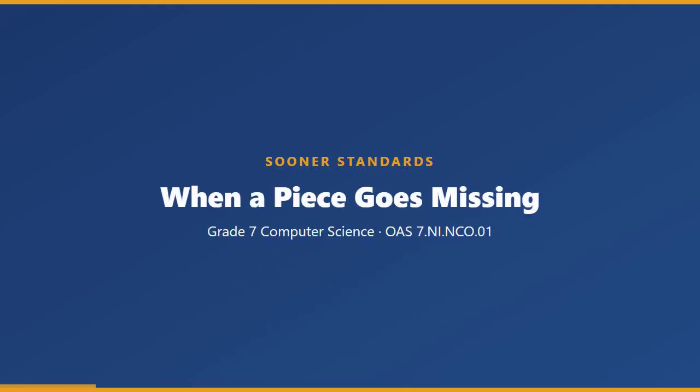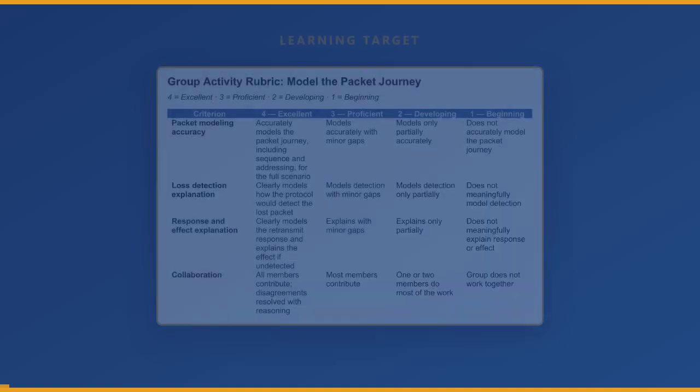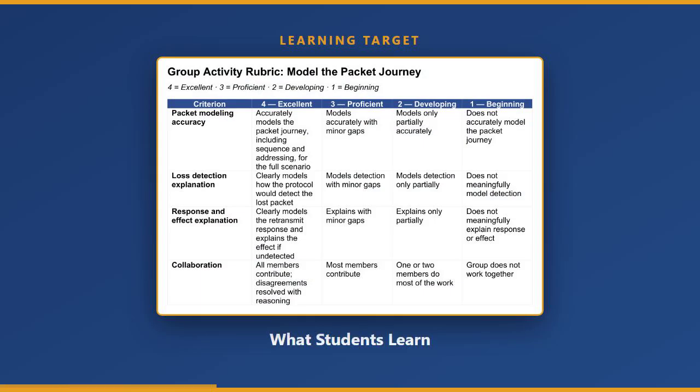From Sooner Standards: Modeling Protocols and Packet Loss, a complete grade 7 Computer Science unit for Oklahoma Standard 7.NI.NCO.01. Students learn what a protocol is, how information is broken into packets, and how a system detects and responds when a packet is lost.